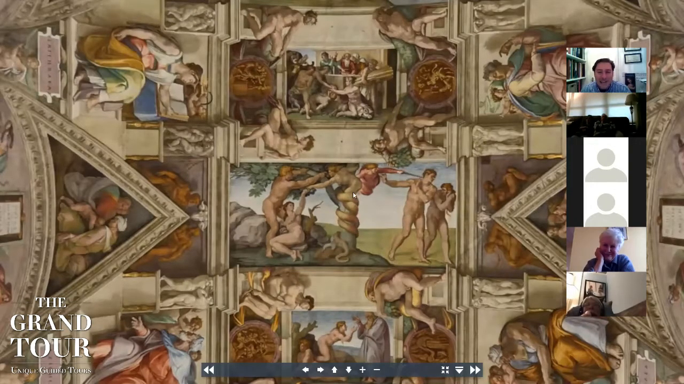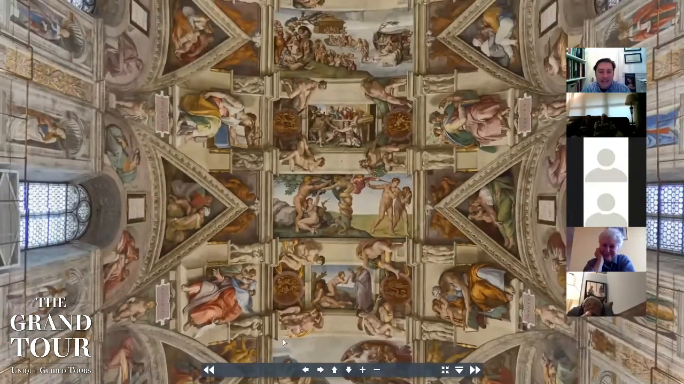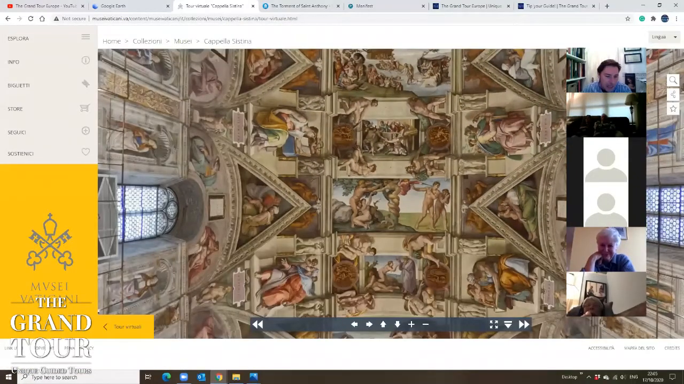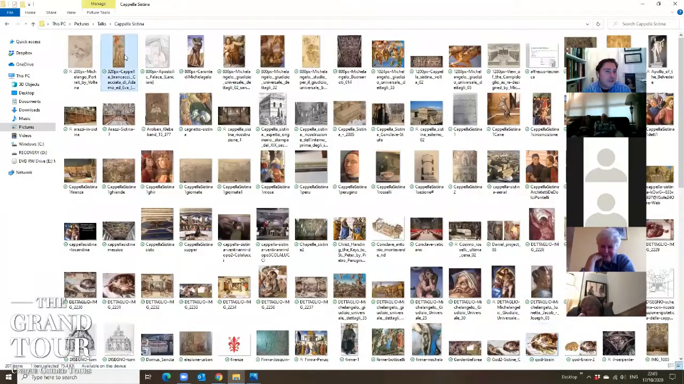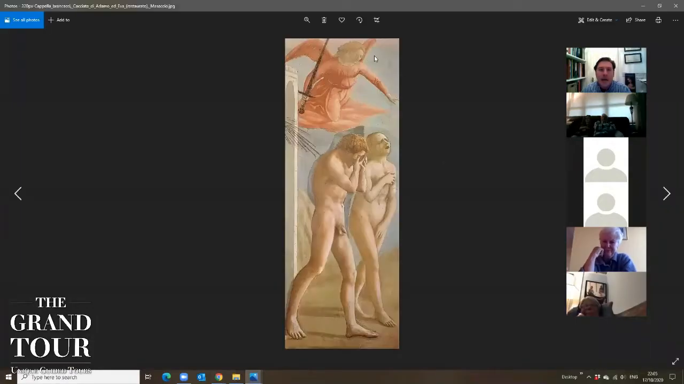I'm teasing, of course. And then here we have the angel sending out Adam and Eve, who suddenly turn ugly and suffering, and this is pretty much literally what it says in the Bible.